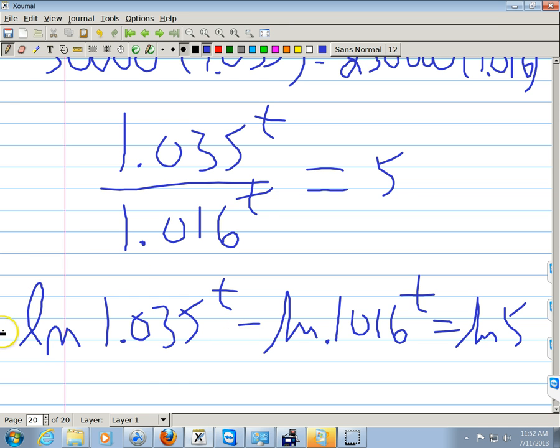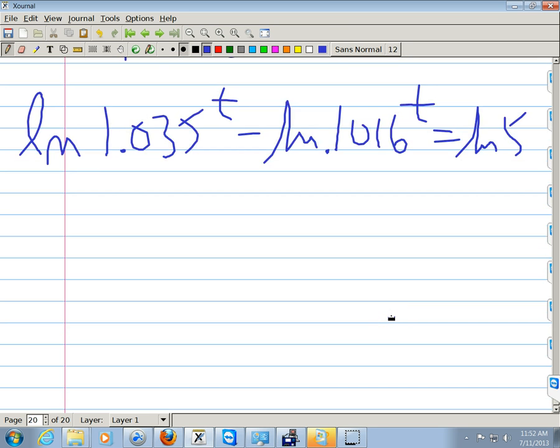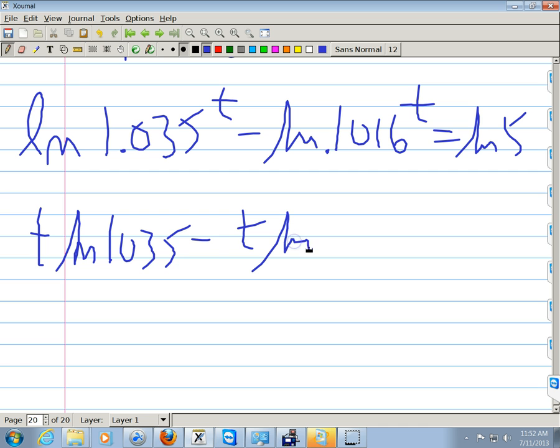How do you rewrite this simpler? T times ln of 1.065, 1.035, and the same thing here, right? All right, let's see if that helps. I'm going to have T times the ln of 1.035 minus T times the ln of 1.016 equals the ln of 5. And again, don't forget there's decimals here.